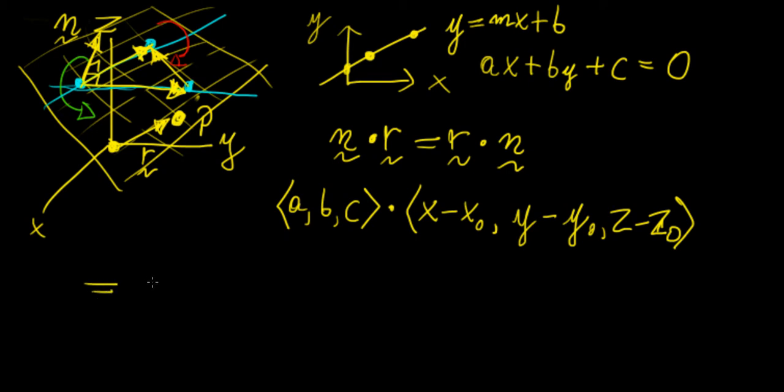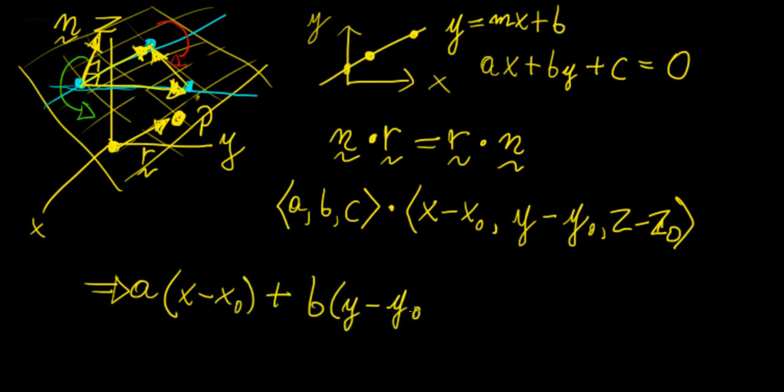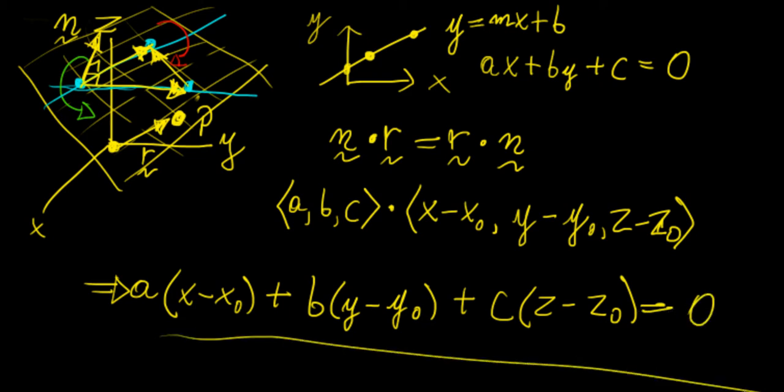And then if we carry out this cross product, we're going to get the following: a(x minus x naught) plus b(y minus y naught) plus c(z minus z naught) equals 0. So this is in essence the equation of a plane.